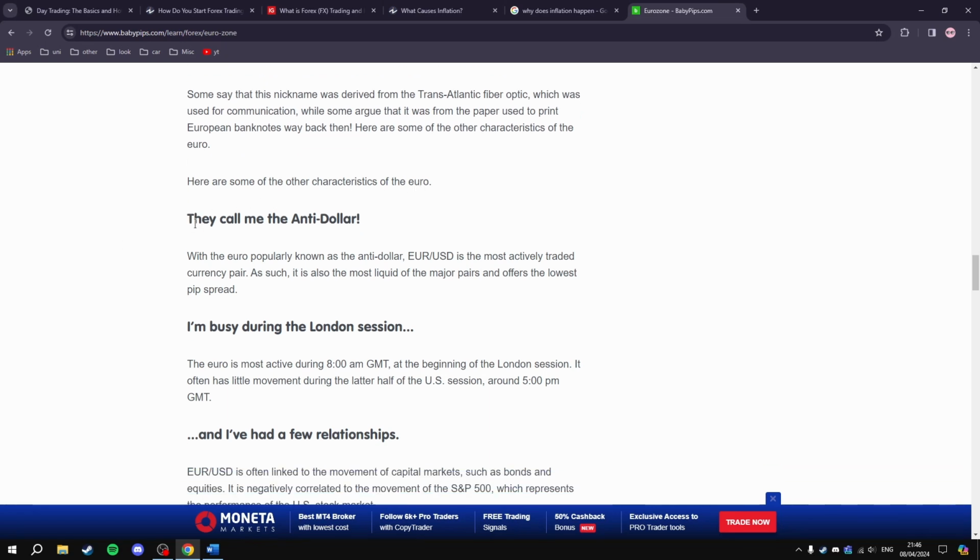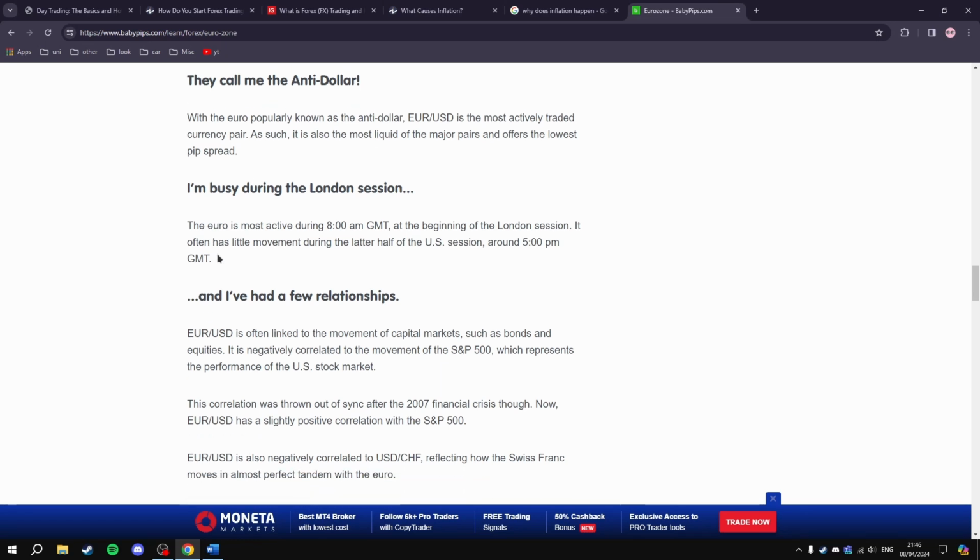They call me the anti-dollar. With the euro popularly known as the anti-dollar, EUR/USD is the most actively traded currency pair. As such, it is also the most liquid of the major pairs and offers the lowest pip spread.